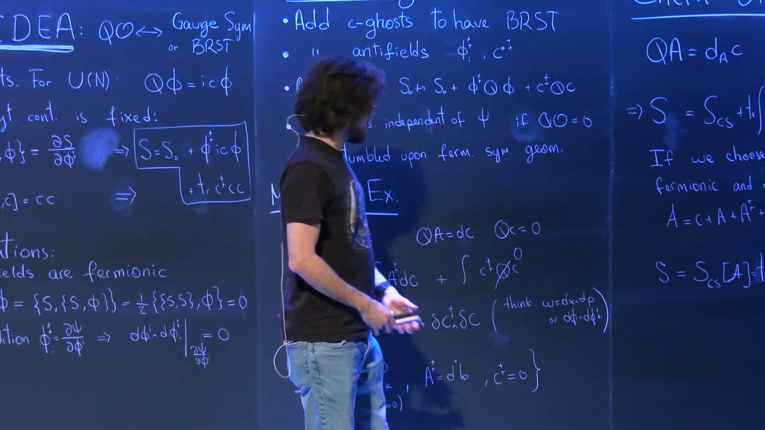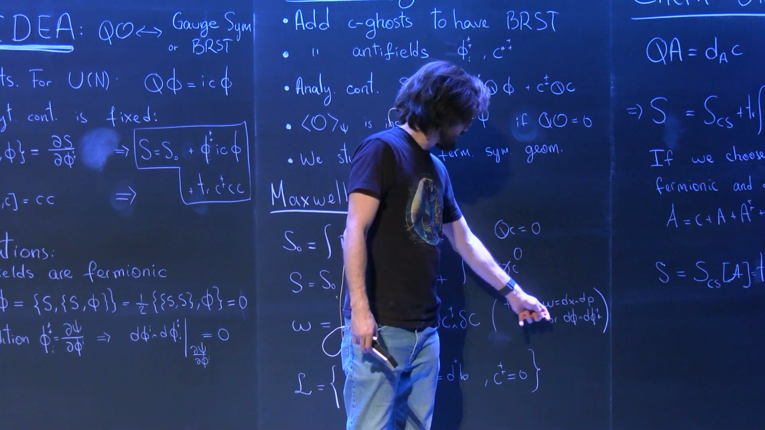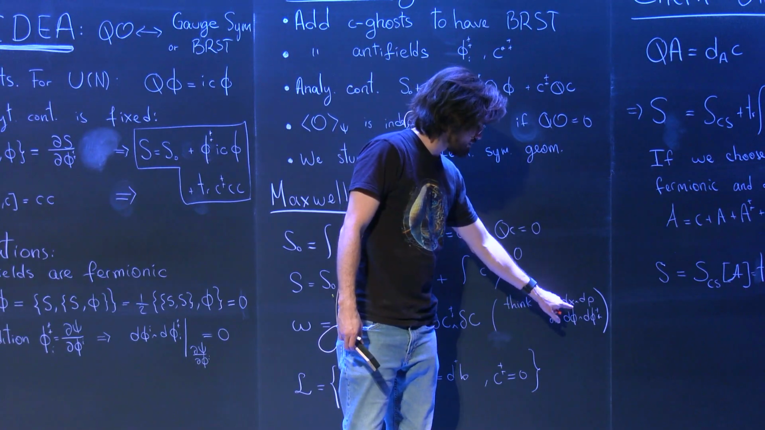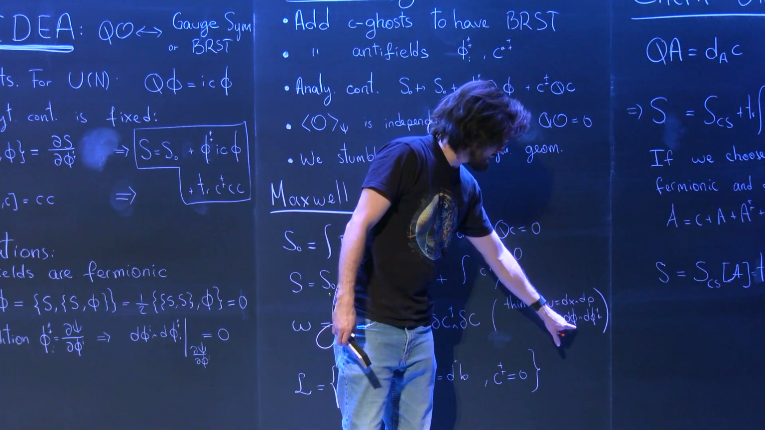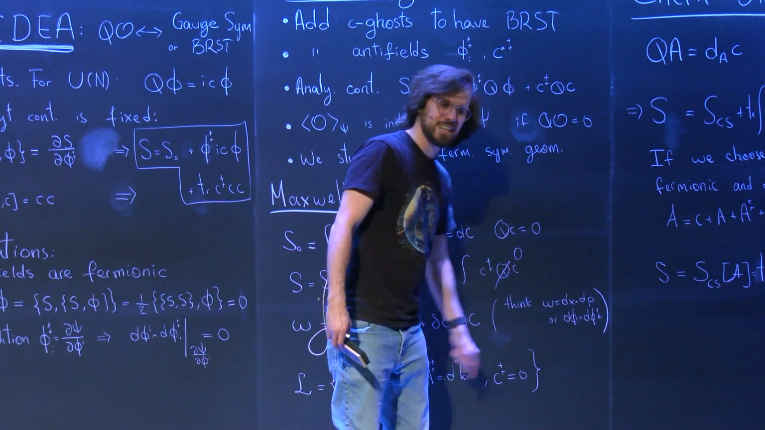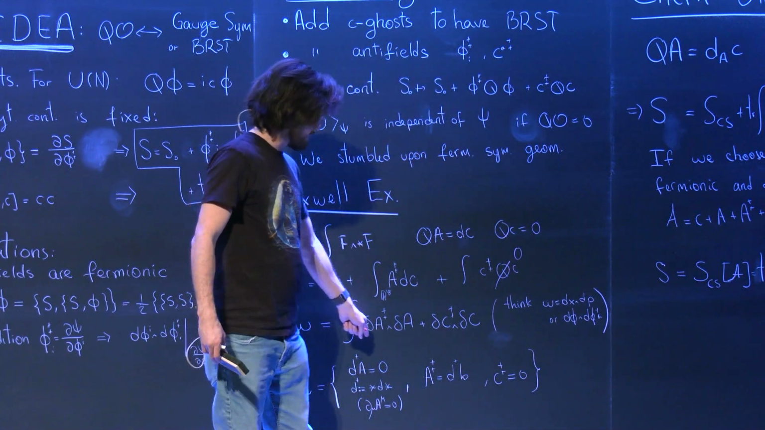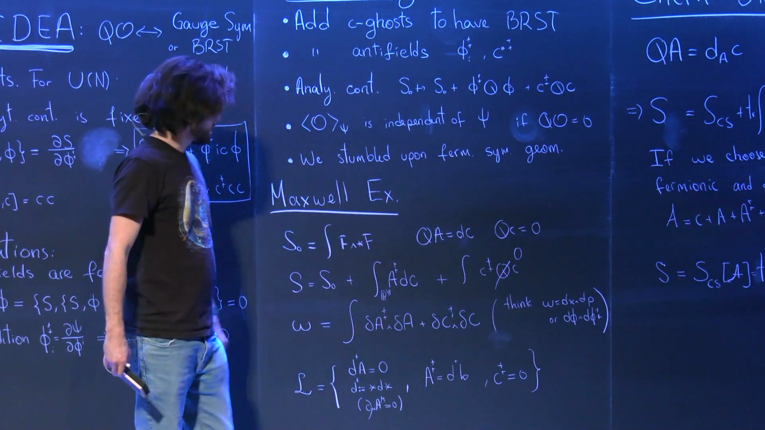And again, this is the infinite dimensional analog of an equation like this. A form is like a small variation of x wedged with a small variation in p. In this case, a field with the anti-field. Yes, this would be the infinite dimensional generalization.